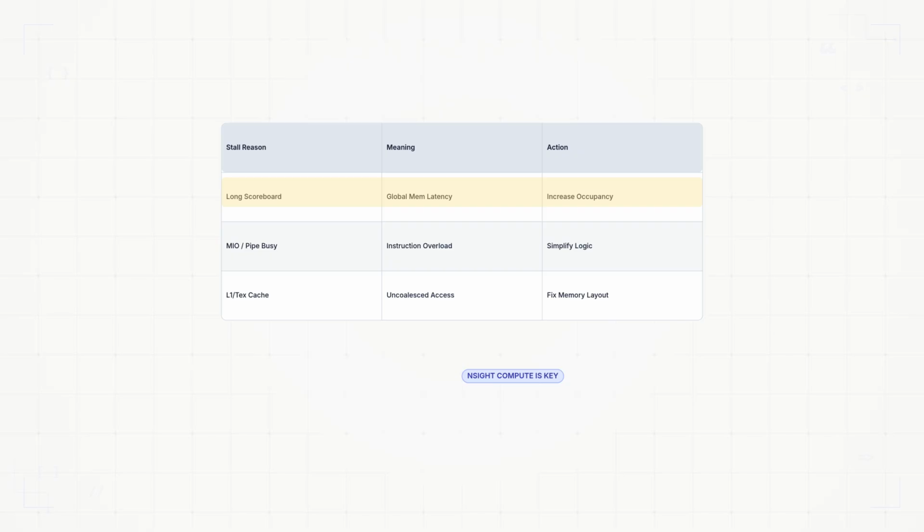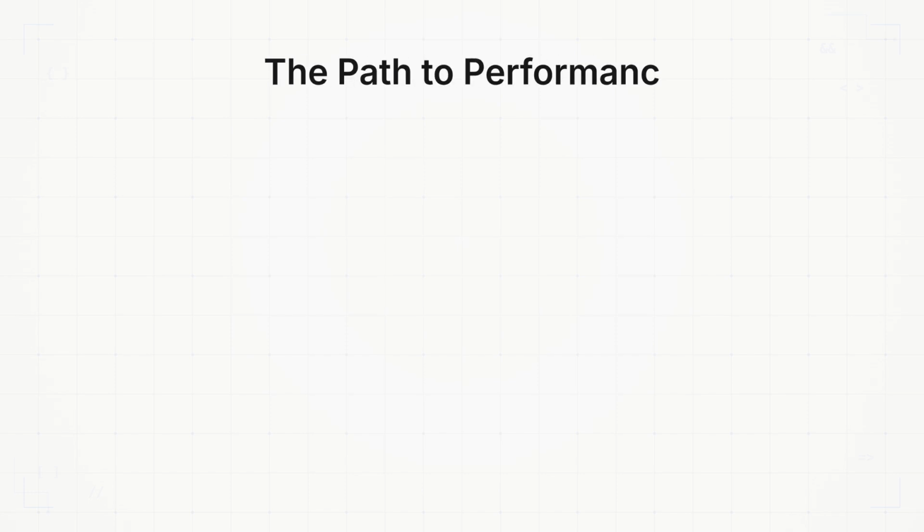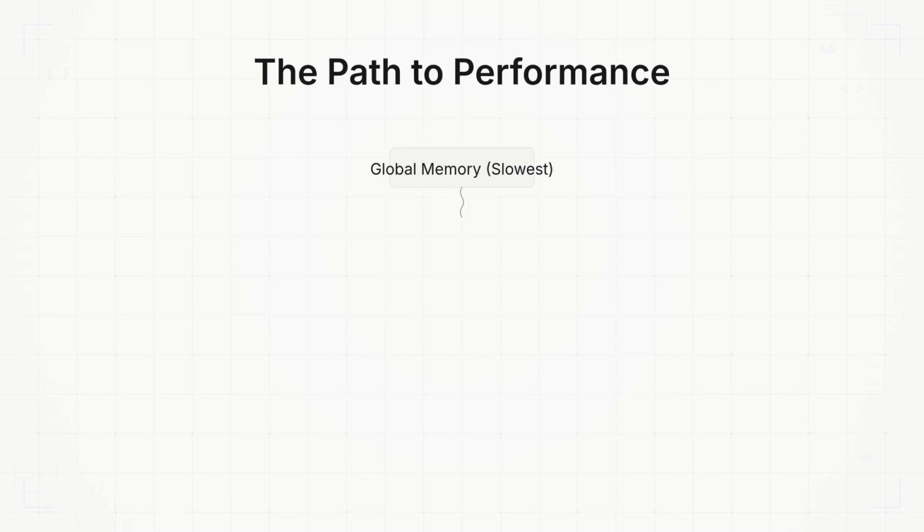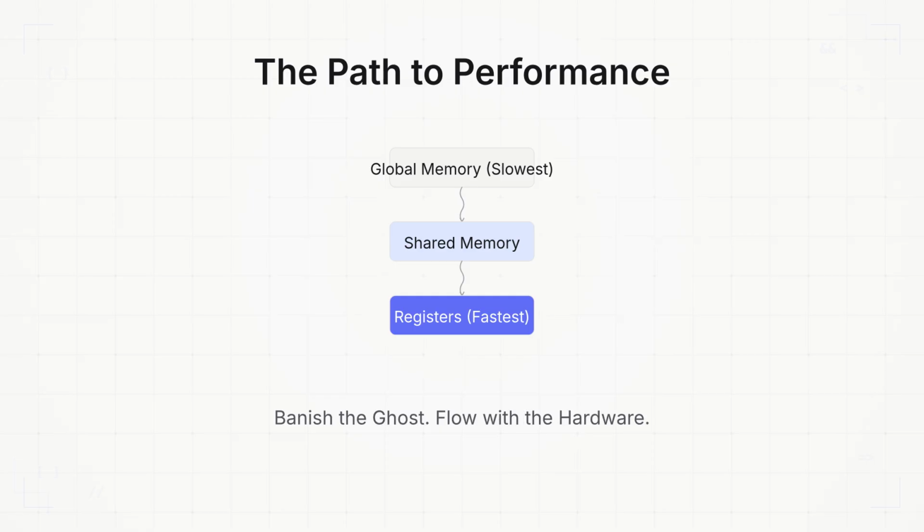Modern profiling isn't just about finding slow lines of code, it's about identifying which hardware limit you are hitting. Once you know the bottleneck, be it throughput, latency, or pipe pressure, the solution usually becomes obvious. Stop fighting the hardware and start flowing with its architecture. Mastering CUDA isn't just about writing parallel code, it's about mastering the memory hierarchy. From the massive but slow global memory, through the L2 cache, into the fast shared memory, and finally the registers, every jump is an order of magnitude faster.